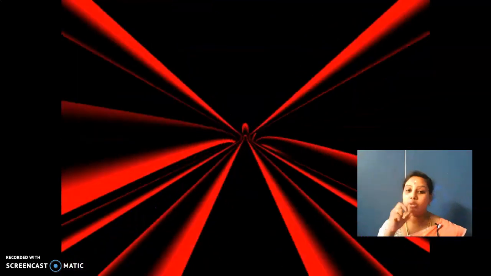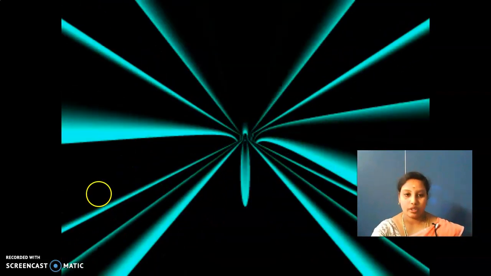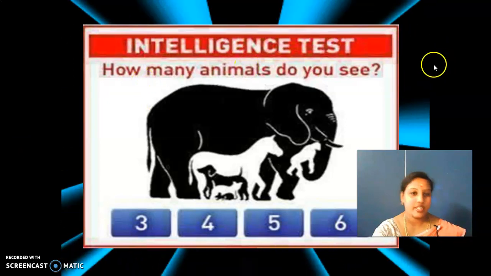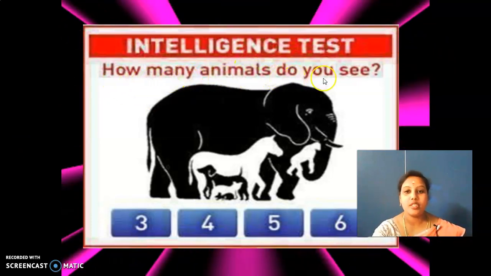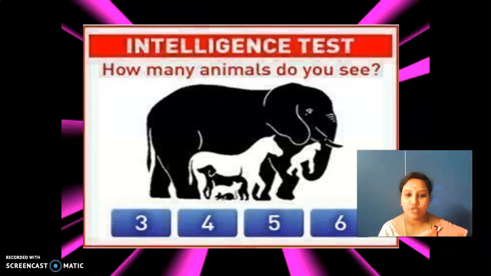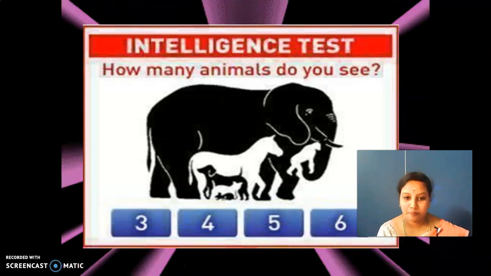So you're going to see an interesting thing. You're going to count the images. See here, I'm going to give you one image. You're going to count it and let me know what the count is. See here, intelligence test. How many animals do you see? So in this picture, how many animals do you see here? Can anyone guess?